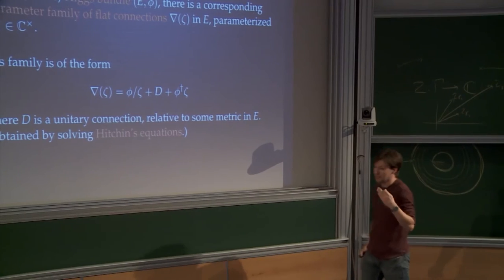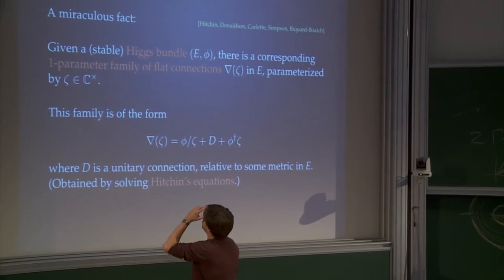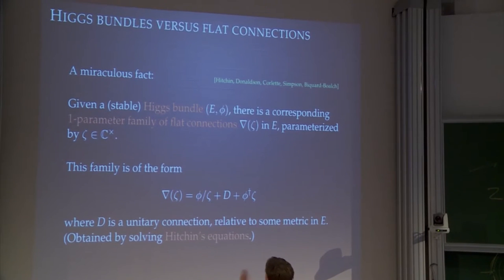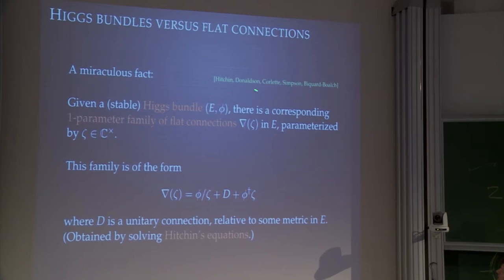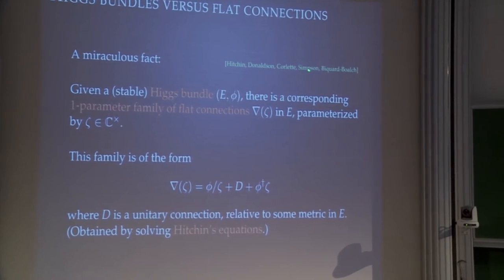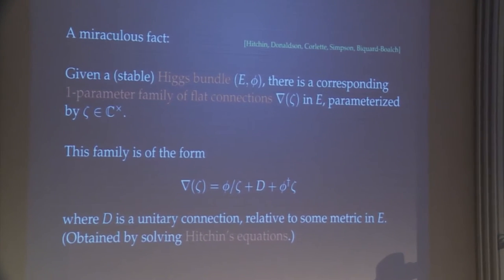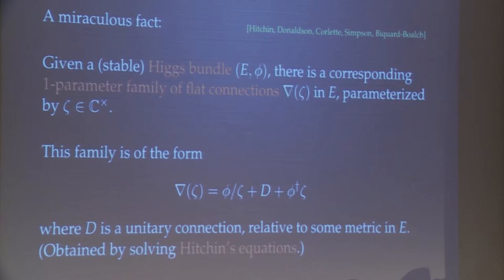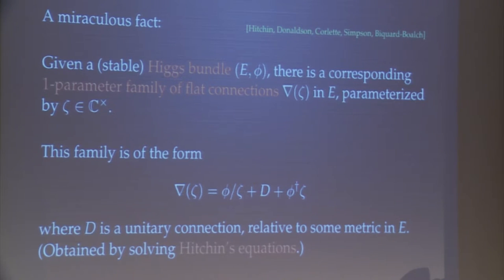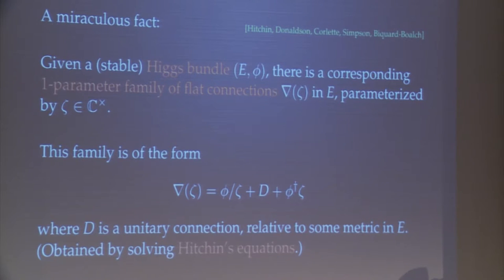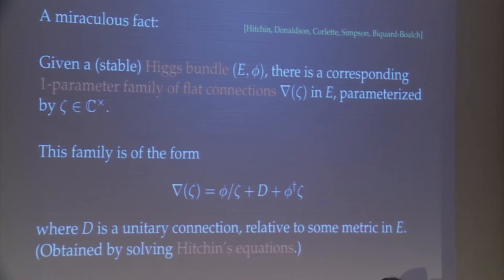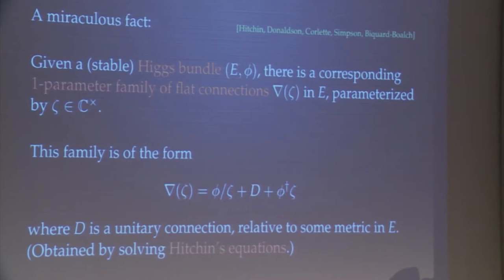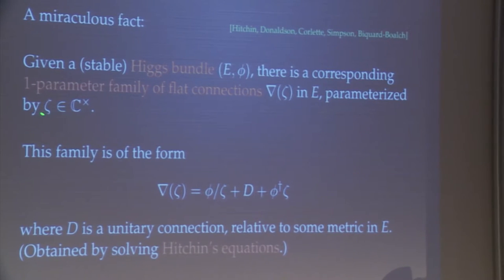So I was talking on the one hand about Higgs bundles, on the other hand about flat connections. Now, there's this miraculous fact, which is due to Hitchin, Donaldson, Corlette, and then in the cases with singularities, which we'll come to in a moment, Simpson and Biquard and Boalch. So the remarkable fact is the following. Suppose someone gives you one of these Higgs bundles. So we've got a quadratic differential, we've chosen a Higgs bundle. Then there's a corresponding, totally canonical, one-parameter family of flat connections in that bundle. It's parameterized by a parameter zeta.